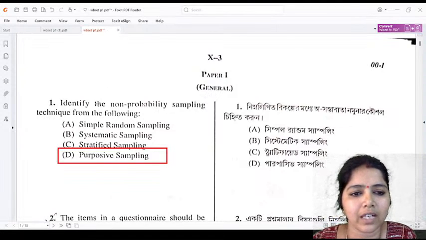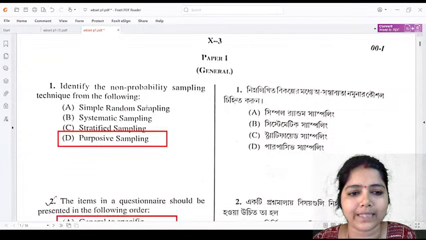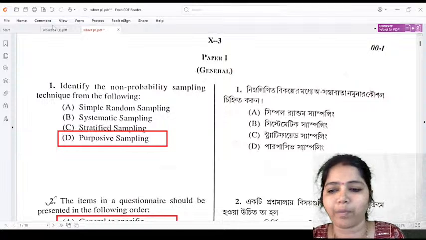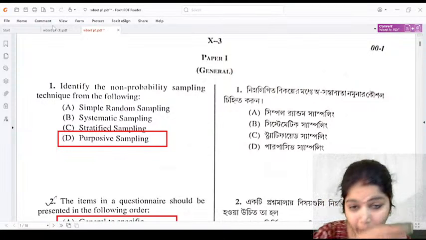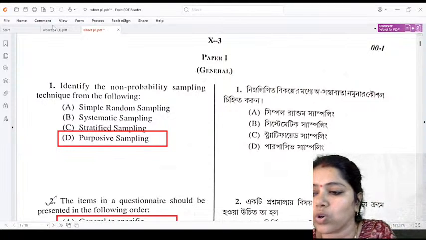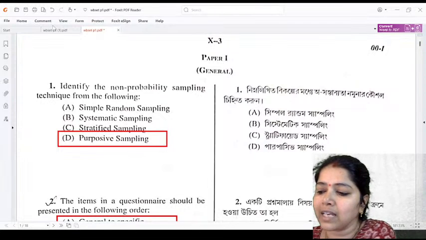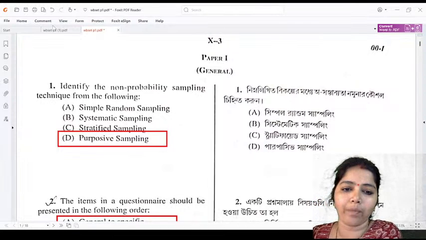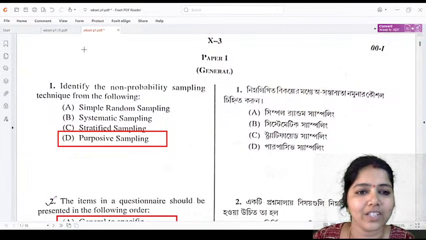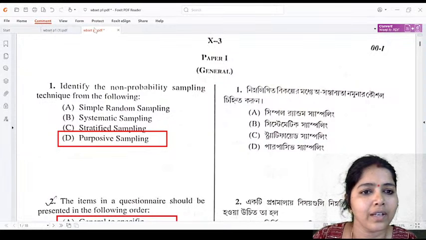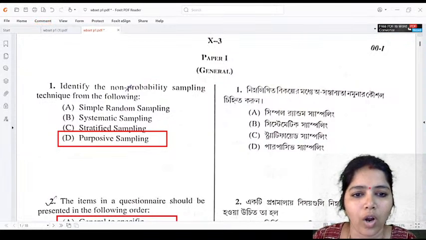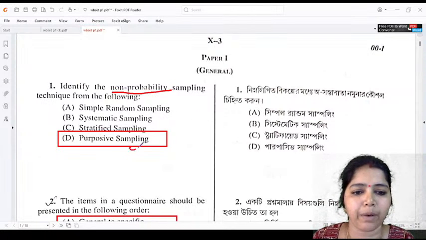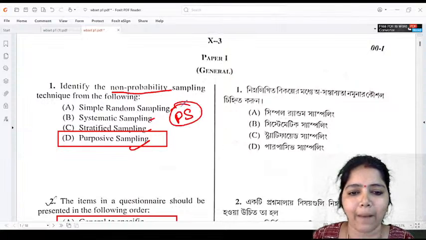The first question: identify the non-probability sampling technique from the following. As we have mentioned many a time, probability sampling was discussed and it has also been asked in the NET examination. So non-probability sampling is being asked. It's purposive sampling; the others are simple, systematic and stratified, which are probabilistic sampling.